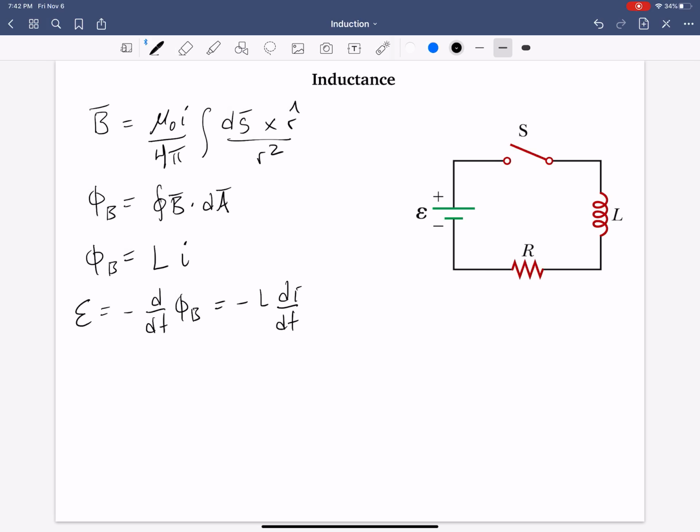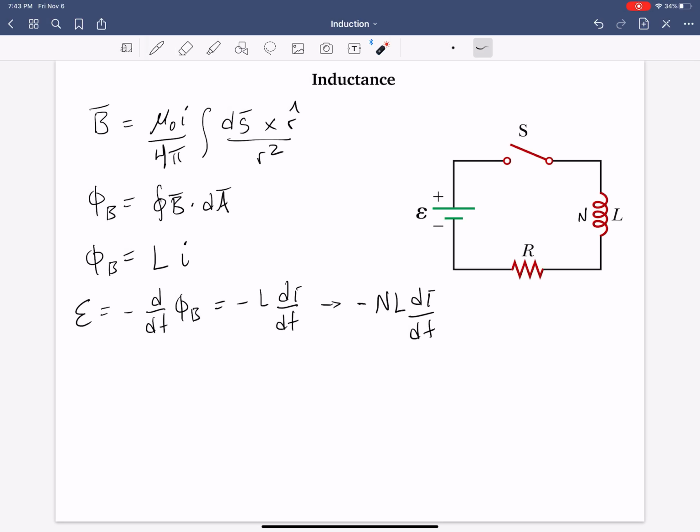So let's say that solenoid over here, or rather this inductor, has a total number of turns or loops, capital N. How do we change the EMF? Well, we simply multiply that by N. So minus N L di dt. All right, and that's that. That's the total EMF due to that inductor.